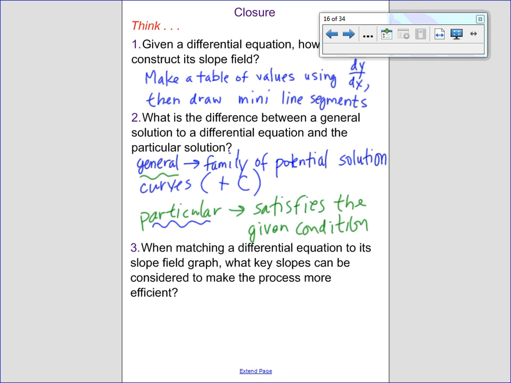Awesome, one to go. When matching a differential equation to its slope field graph, what key slopes can make the process more efficient? So what kinds of things would you like to consider to help with that? Tyler? Values that are 0. Yeah, so what coordinates x, y result in slopes that are 0? So we have horizontal tangents, undefined, and positive versus negative. It's helpful to me too.